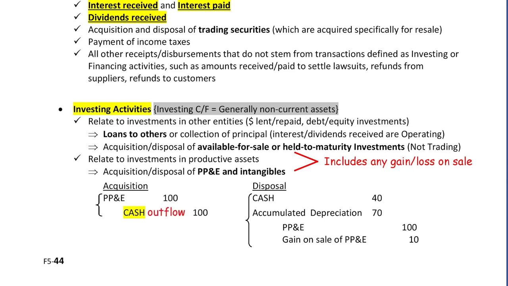Now, when you dispose of PP&E, the debit, highlight cash and write inflow. And then you close off the accumulated depreciation account, PP&E becomes credit, and look at that, the gain on sale of PP&E. So that is again cash coming in. So when there's a gain on sale, there's excess cash coming in, goes into investing activities. When you have a loss on sale, there's less cash coming in, which again goes into investing activities. So investing activities include any gain or loss on sale of investments or PP&E.